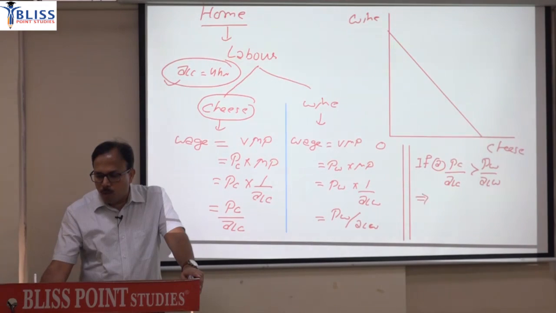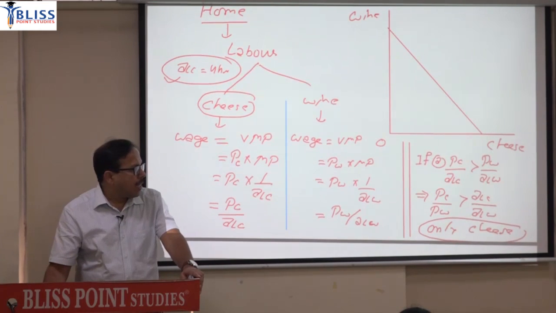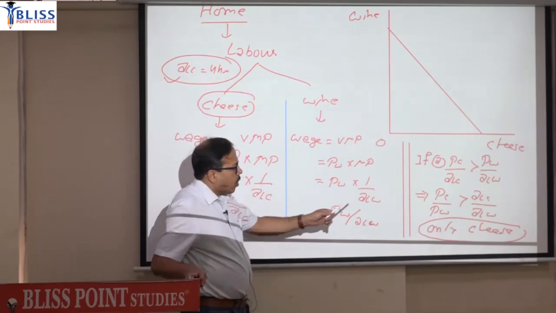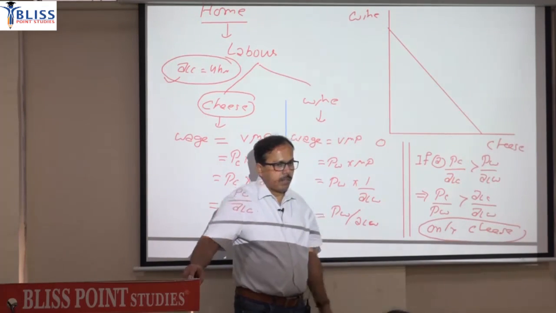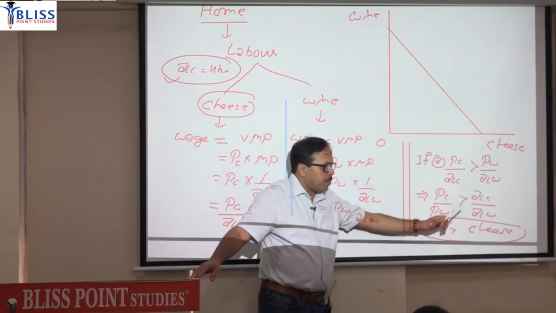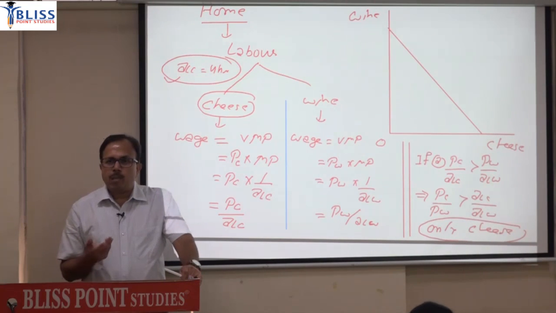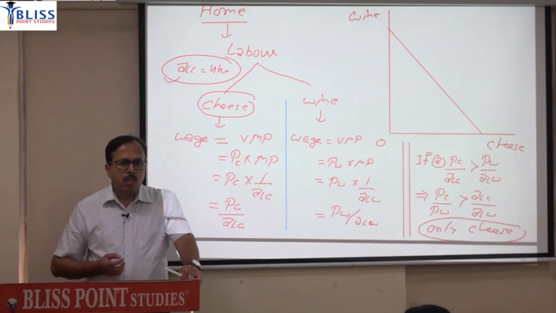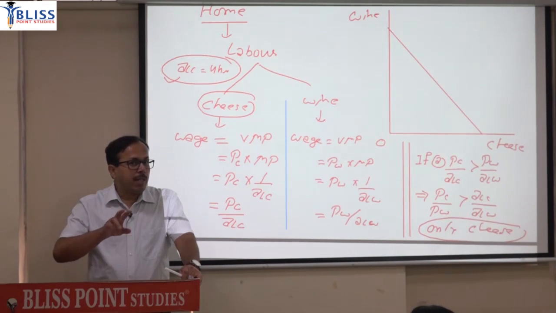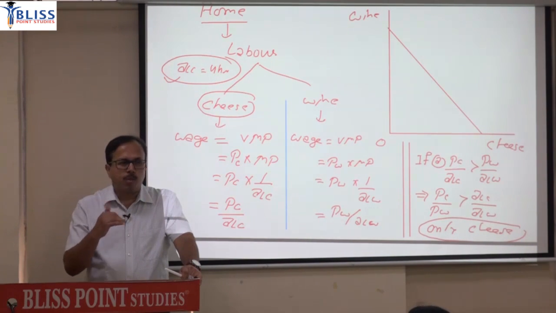But this condition could also be written as, pay attention here, PC upon PW is greater than ALC upon ALW. In that case, the country produces only cheese. So when will the country produce only cheese? When PC by PW is greater than which number? What is this ALC by ALW? ALC by ALW is nothing but opportunity cost. And what will we call PC by PW? PC by PW is the relative price of cheese. It is a ratio, so it becomes relative.